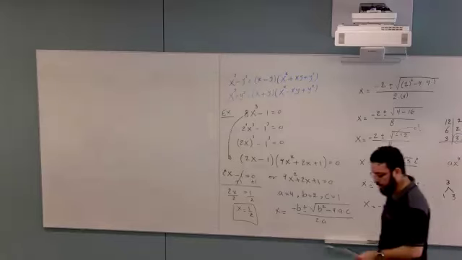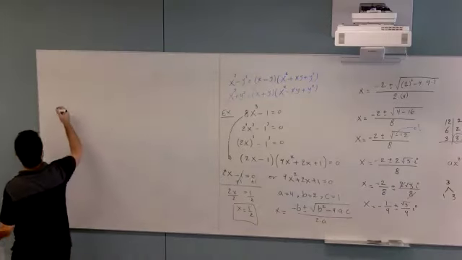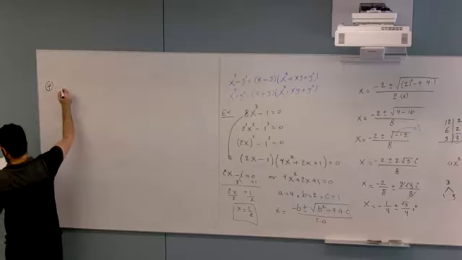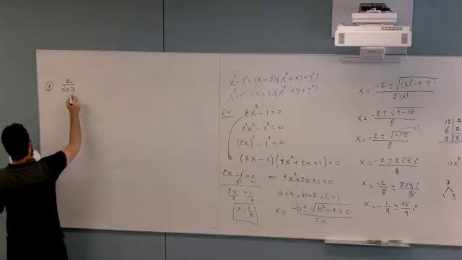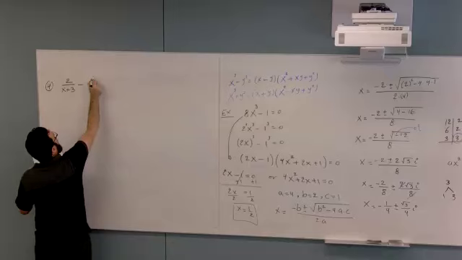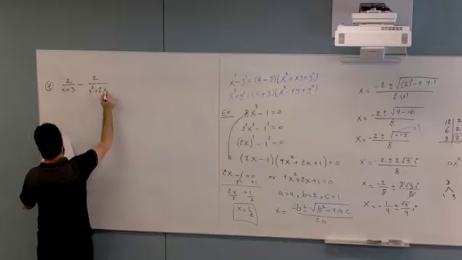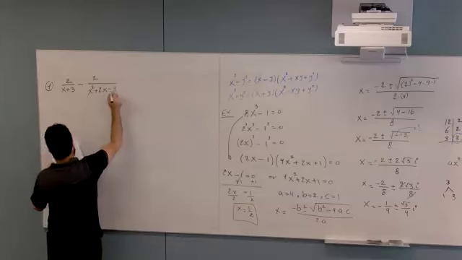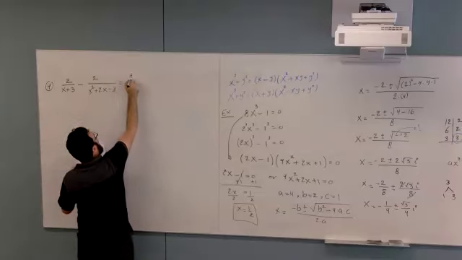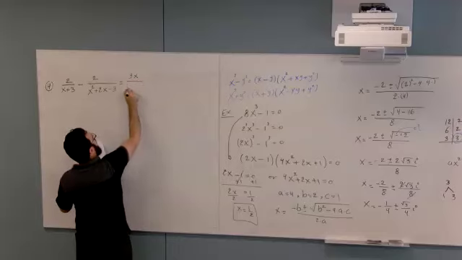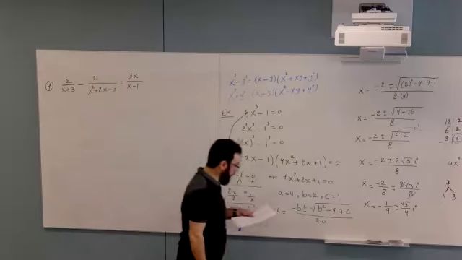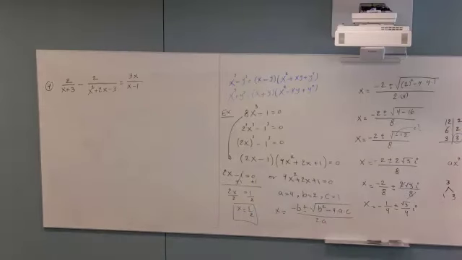Number 4, we're going to do the first steps and you're going to finish the rest. 2 over x plus 3 minus 2 over x squared plus 2x minus 3 equals x over x minus 1. Now tell me how we're going to solve this one. First of all, it's a rational. Yes or no? It's a rational.